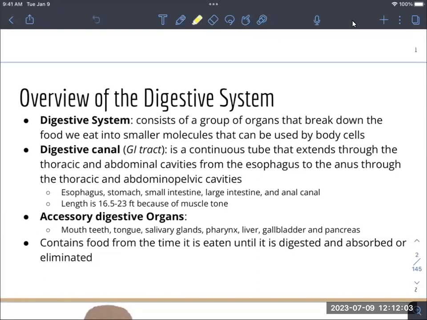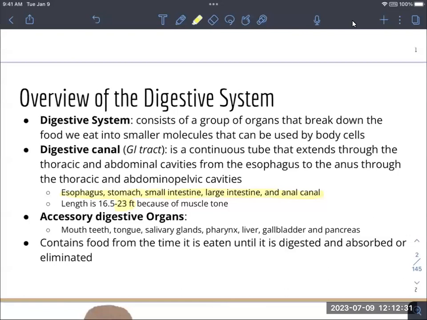The full digestive canal starts at the mouth and it ends in the anus. So in our digestive canal, we have that mouth that goes to the stomach, that goes to the small intestine, to the large intestine, to that anal canal. It can be up to 23 feet long.